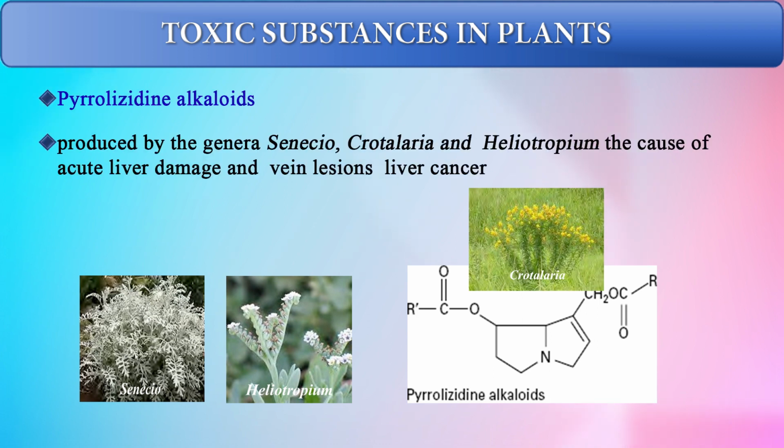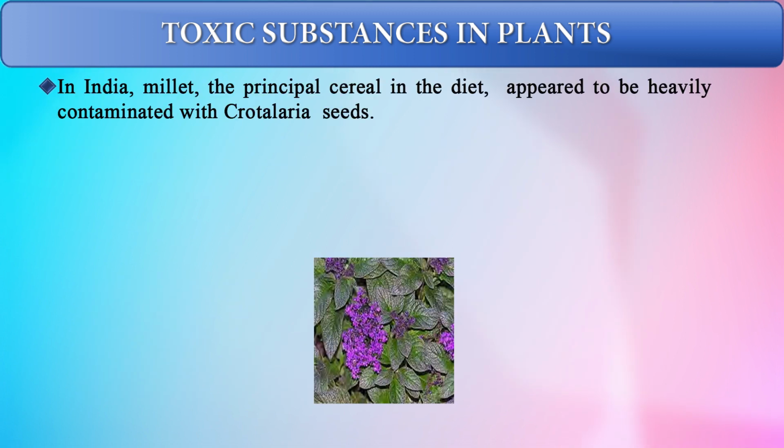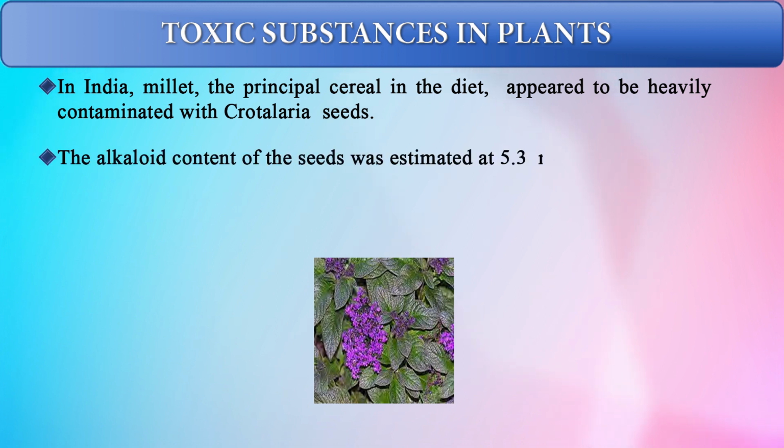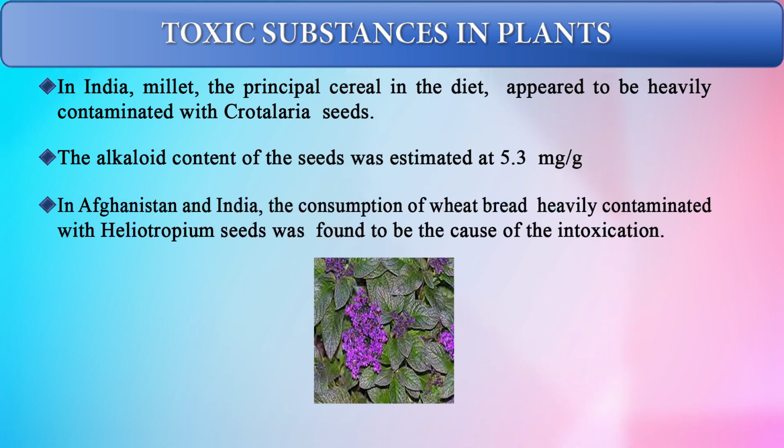Pyrrolizidine alkaloids are produced by the genera Senecio, Crotalaria and Heliotropium, and cause acute liver damage, vein lesions or liver cancer. These toxic substances in plants are found mainly in India. Millet, the principal cereal in the diet, appears to be heavily contaminated with Crotalaria seeds. The alkaloid content of the Crotalaria seeds is estimated at 5.3 milligrams per gram, and in Afghanistan and India the consumption of wheat bread heavily contaminated with Heliotropium seeds was found to be the cause of intoxication.